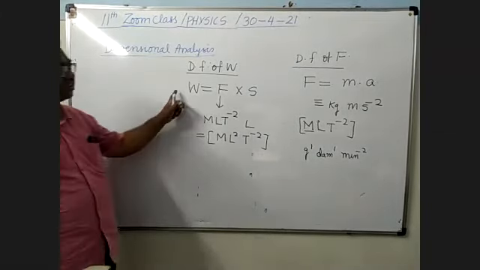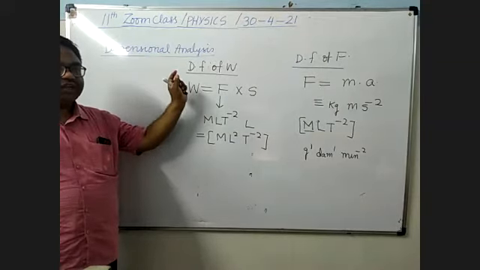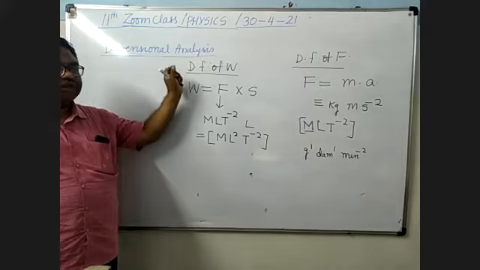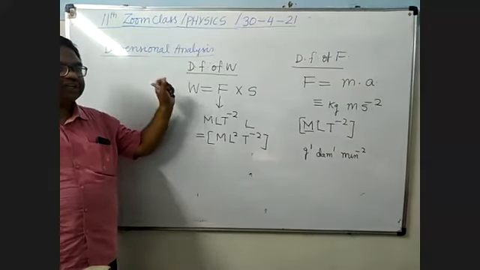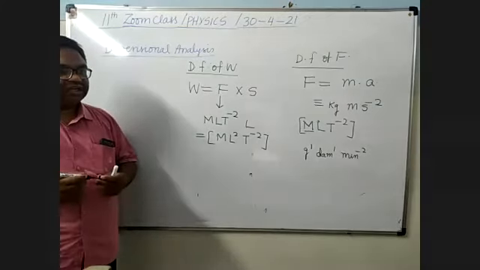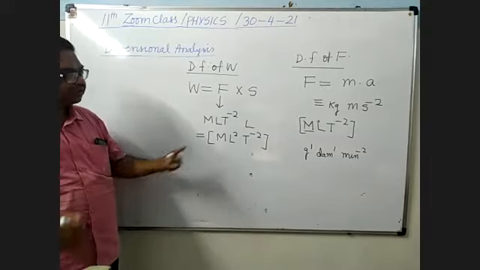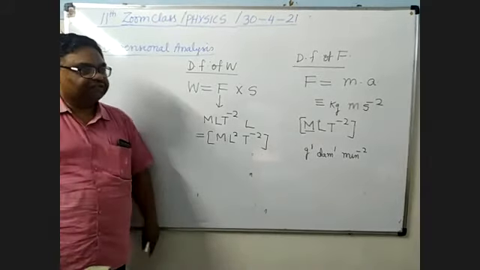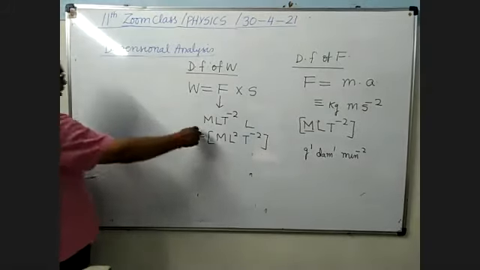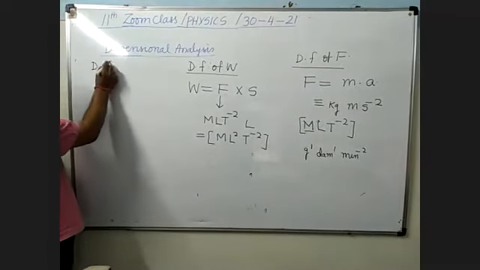What is a dimensional formula? Dimensional formula is a short way to express the dimensions of a physical quantity. It is a short way, in the form of a formula, to express the dimensions of a physical quantity. And it is always written inside a big bracket. For example, the dimensional formula of torque.